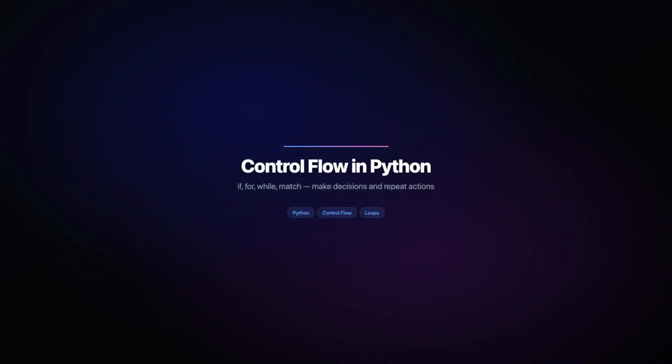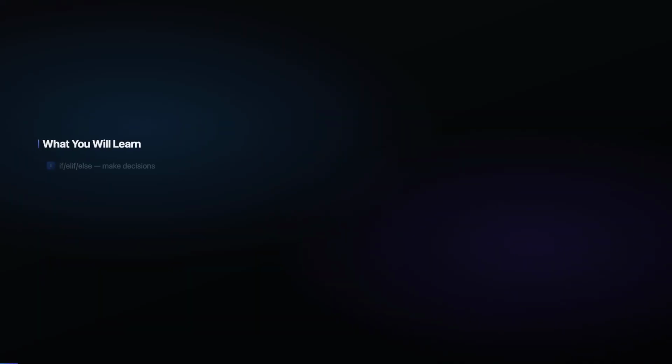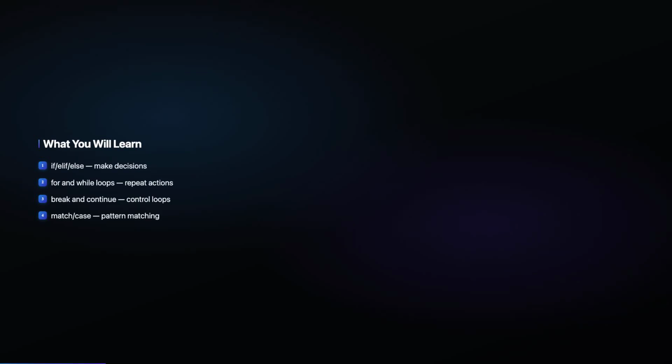Control flow in Python. Control flow statements let your program make decisions and repeat actions. With if, for, and while, you control what code runs and when. By the end of this video, you will master all of Python's control flow tools.